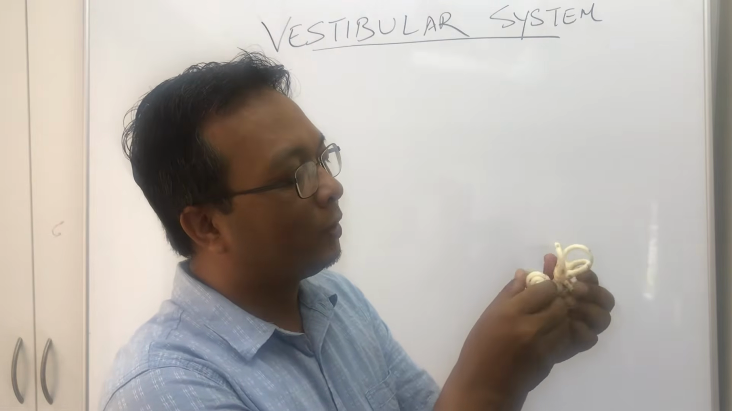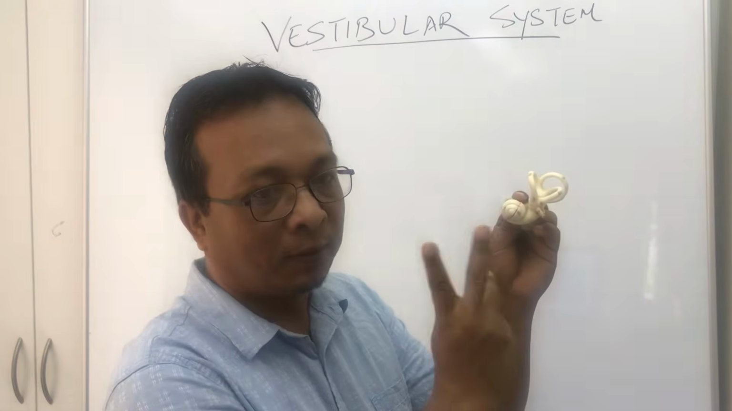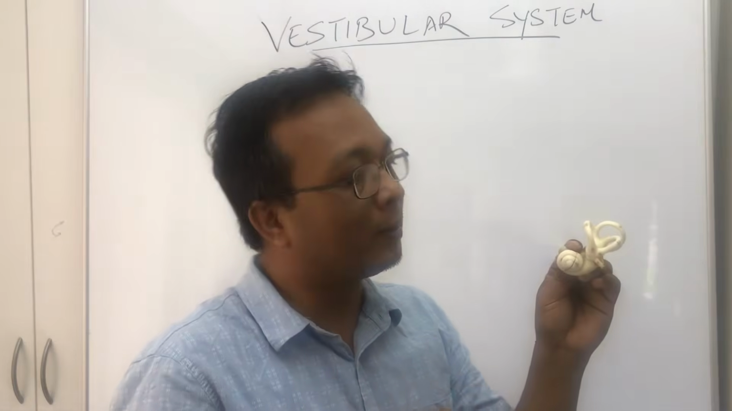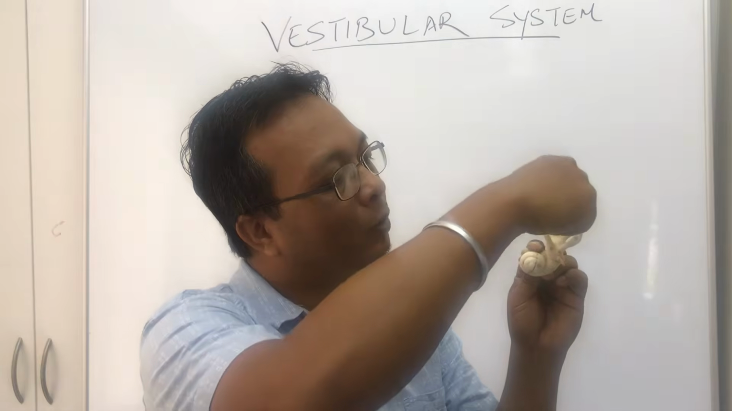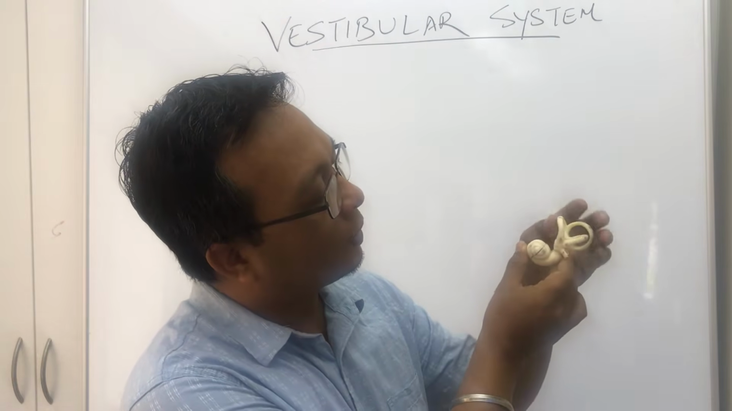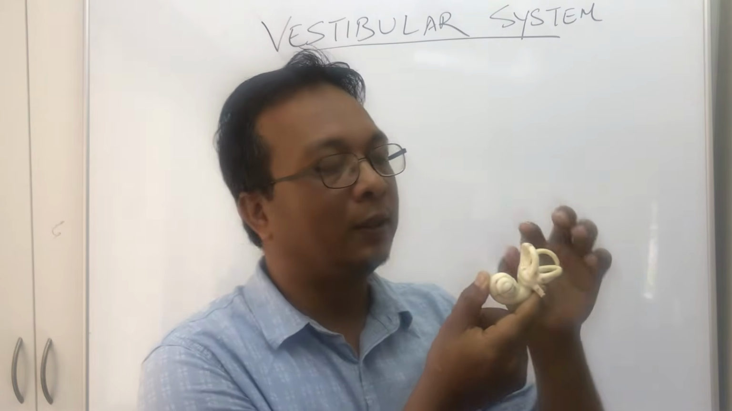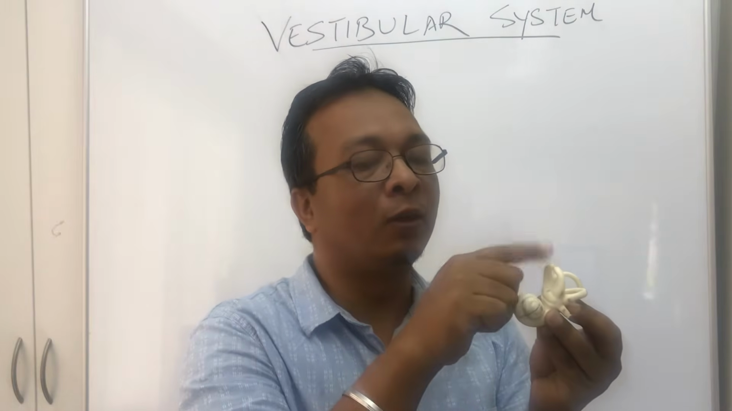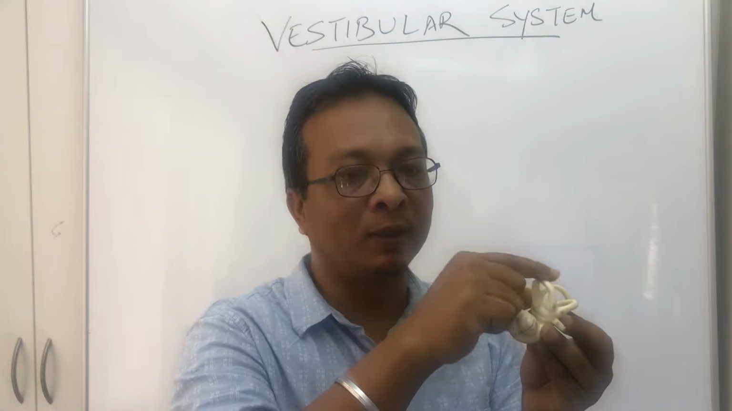Okay, so this vestibular apparatus, as you see, the vestibular system or apparatus, consists of three semicircular canals. One, two, and three. Okay, so you can see this. Now this one is anterior. This one is called anterior or superior. Okay, this one is called superior or anterior semicircular canal.